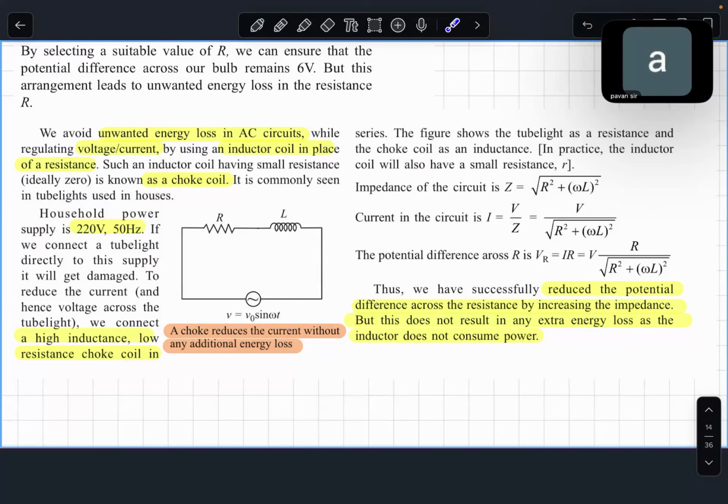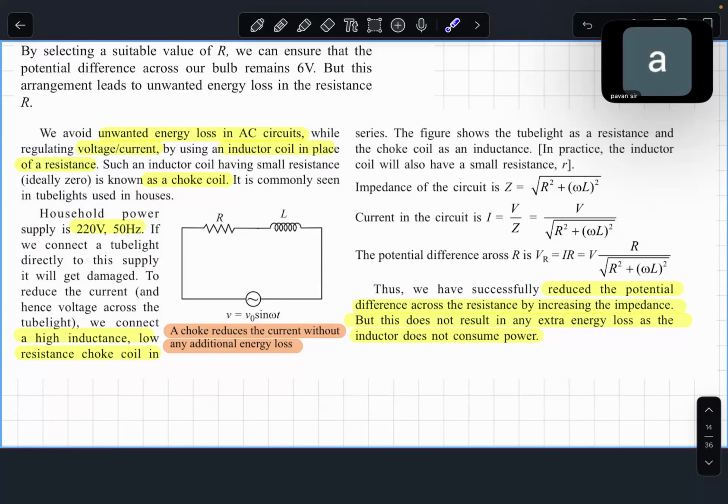Okay, so what is the impedance? The impedance is under root R square plus omega L whole square. Just now we had. What is current? Voltage by Z, voltage by under root R square plus omega L whole square. So major drop will be at the choke coil.